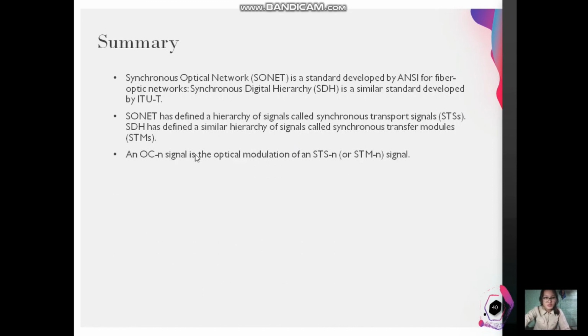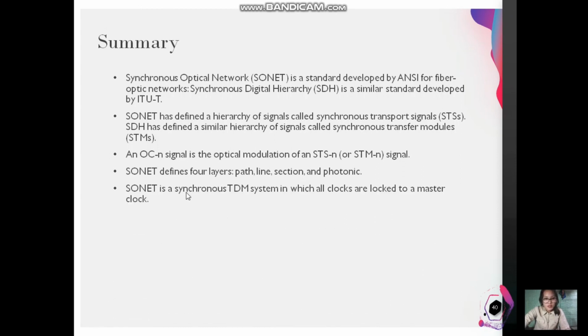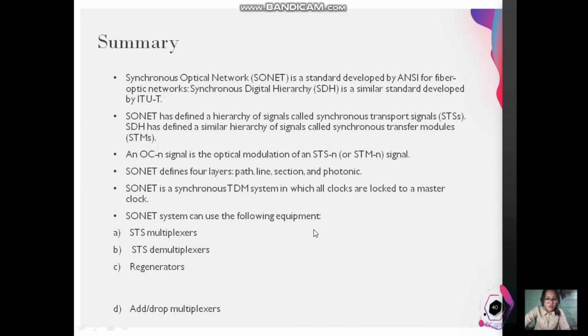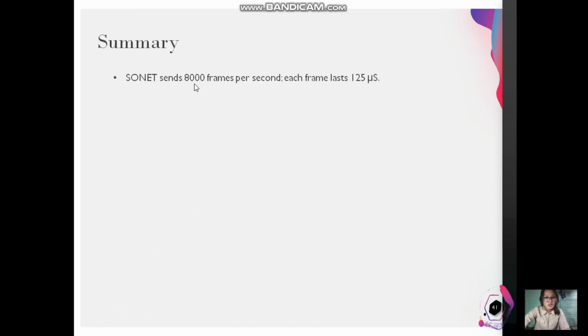An OC signal is the optical modulation of an STS-n signal. Sonnet defines 4 layers. Remember, they were the path, line, section, and photonic. Sonnet is a synchronous TDM system in which all clocks are locked to a master clock. A Sonnet system can use the following equipment: STS multiplexers, STS demultiplexers, regenerators, add/drop multiplexers, and terminals. Sonnet sends 8,000 frames per second, and each frame lasts for 125 microseconds.